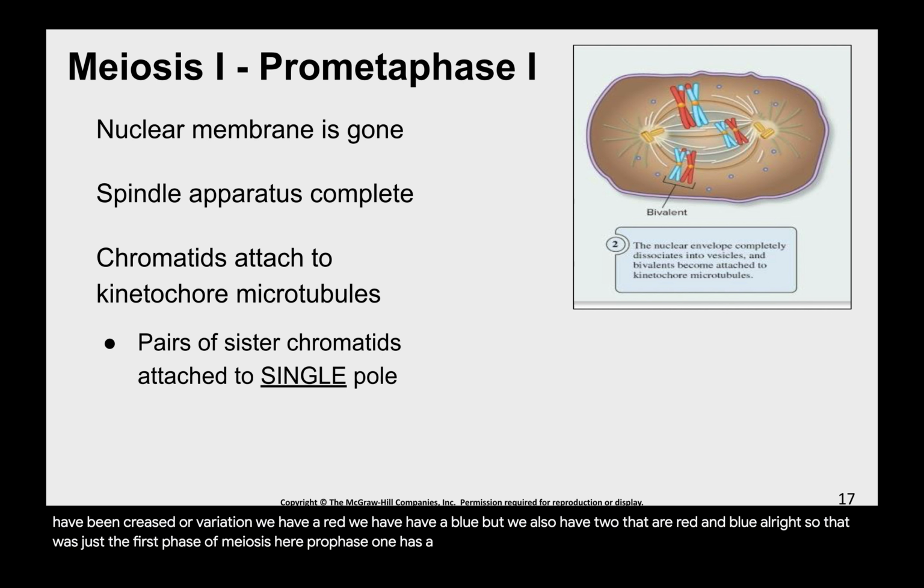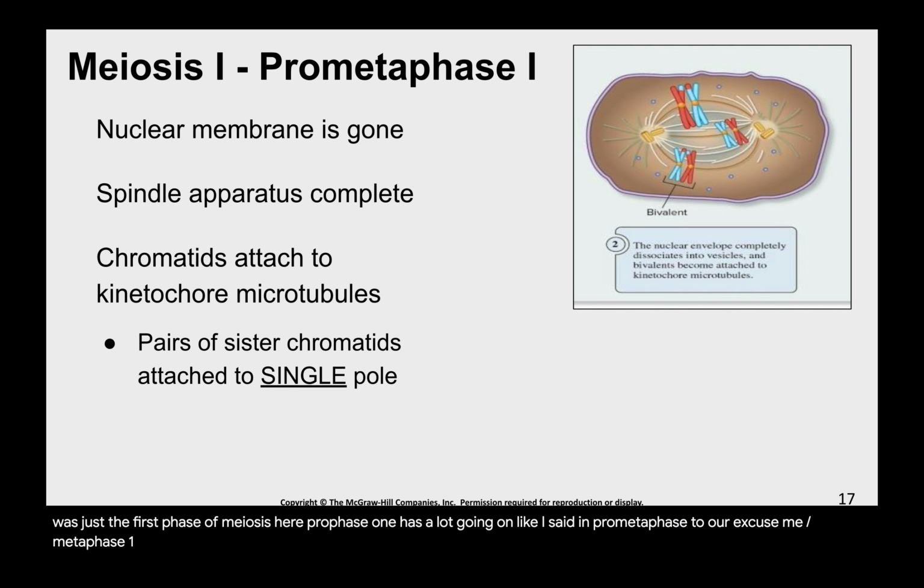All right, so that was just the first phase of meiosis here. Prophase 1 has a lot going on, like I said. In prometaphase 1, the nuclear envelope is gone, completely gone, just like we see in mitosis.